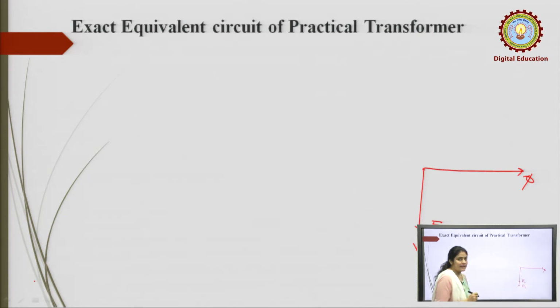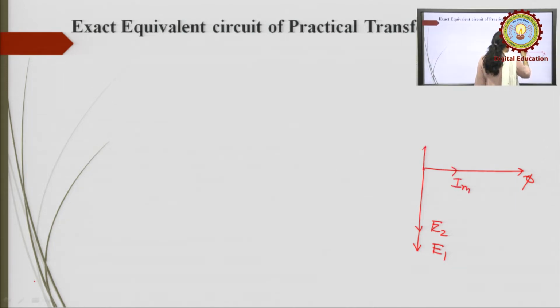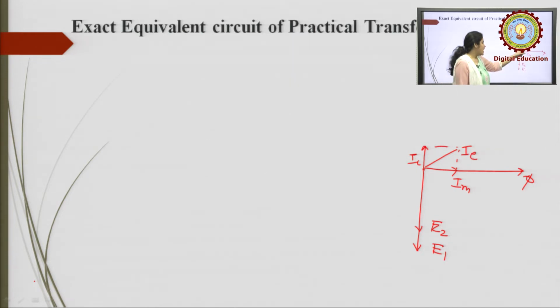In the practical transformer, the no load current has two components. One is the magnetizing component and the other is the core loss component IC. The total no load current is IE, the exciting current, which we have already discussed leads the flux because the BH curve is not linear and has some width. To reduce the core loss we have to take a material whose BH curve has less width, as we have already discussed.